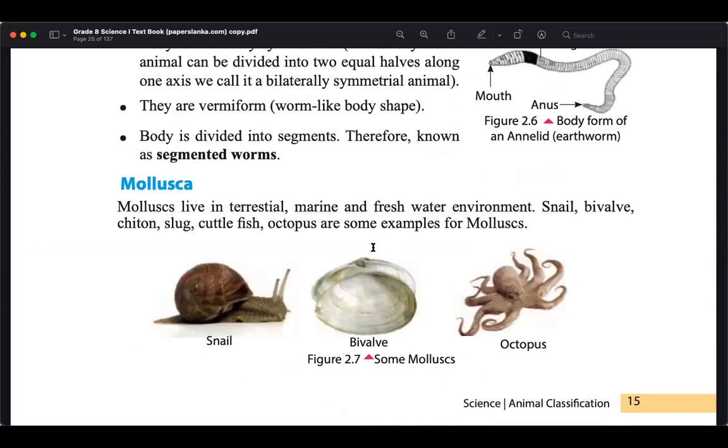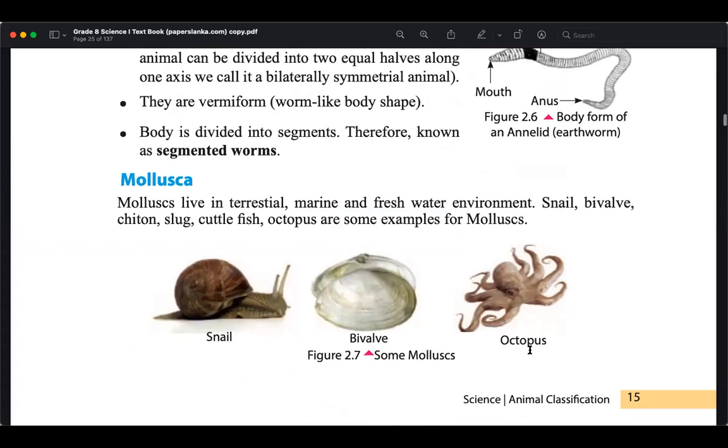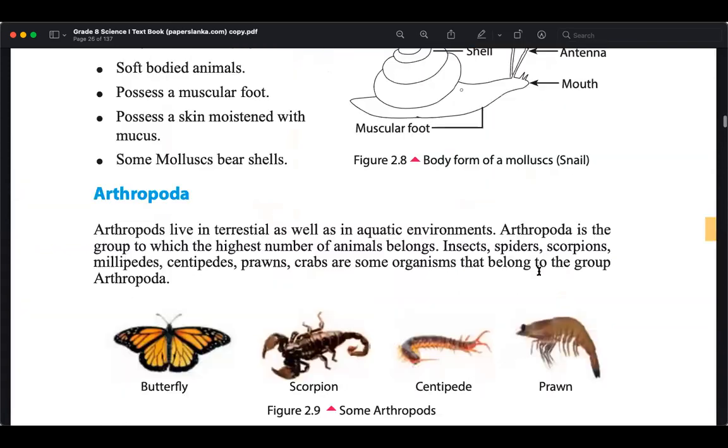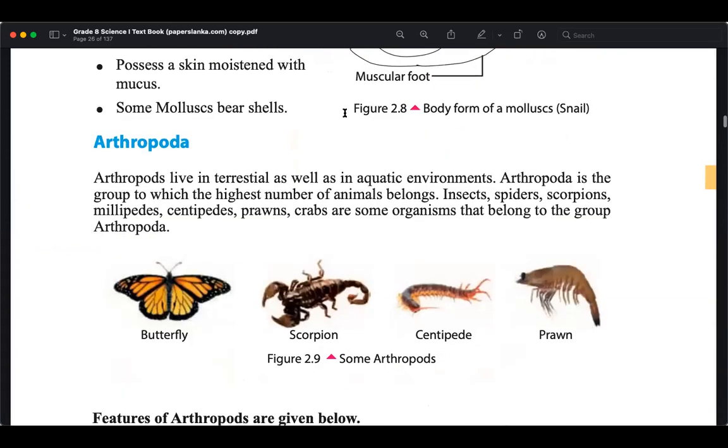So if they want to protect themselves from their enemies, they use this shell. But octopus, they do not have that kind of shell. So either they have shells or they don't.